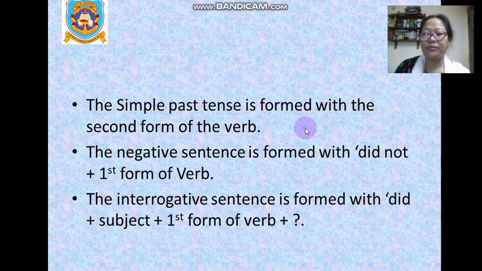Simple past tense is formed with the second form of verb. Verb has 3 forms: first form, root form, second form, and the third form, which is called the past participle. The negative sentence is formed with did not plus first form of verb. You have to add subject plus did not, and the first form of verb. And interrogative sentences are formed with did, it will come first, then subject plus the first form of verb plus question mark. I will explain it with some examples.